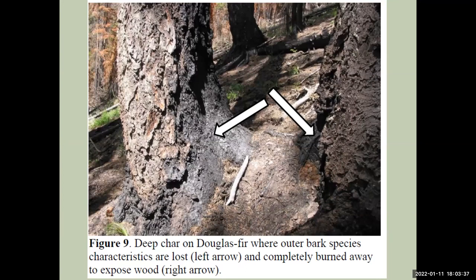You really don't know what happened underneath with moderate char, except for Douglas fir, where if you have moderate charring, you can assume that the cambium underneath is alive.